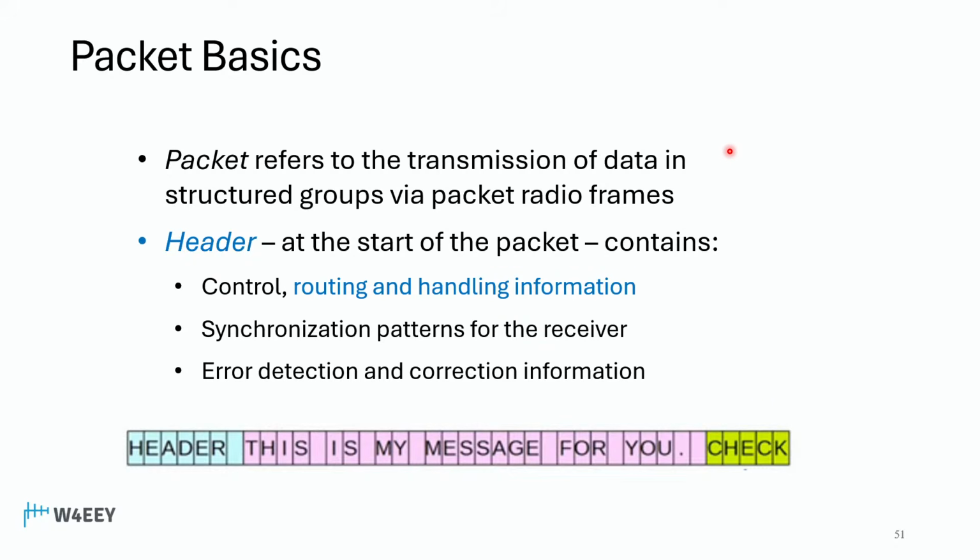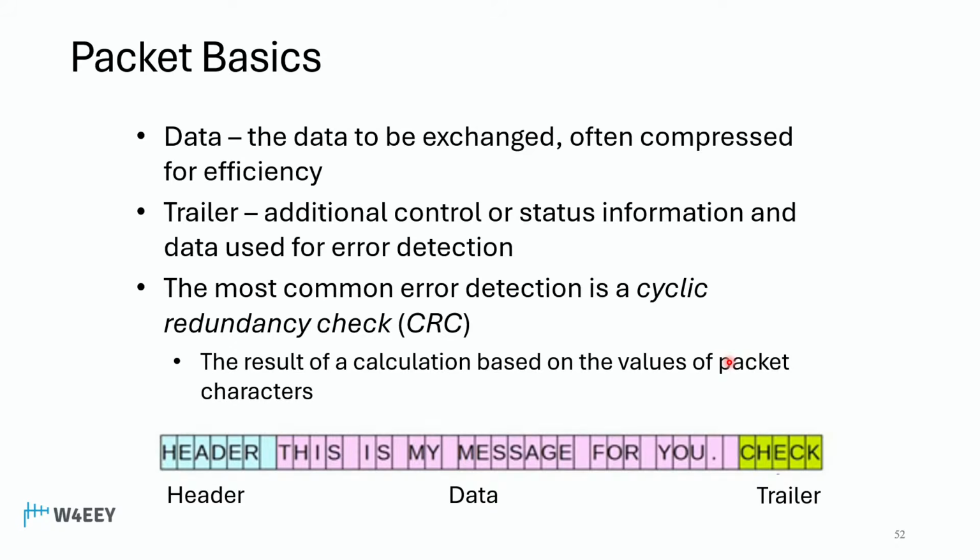So a packet refers to transmission of data in structured groups via packet radio frames. So here's a packet radio frame here. So the data, that's this part down here, or the payload, is the data being exchanged, often compressed for efficiency. The trailer or checksum over here, additional controller status information and data used for error detection. We saw that the header and the checksum both can contain error correction information.